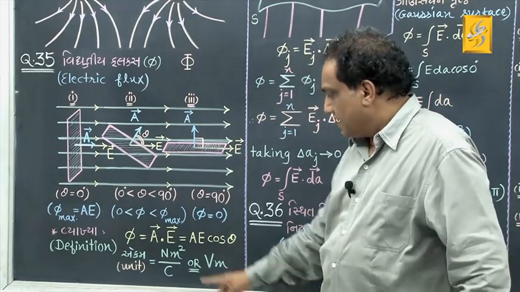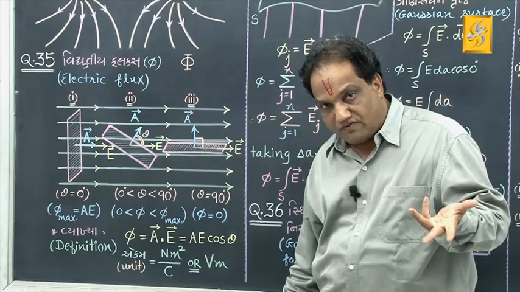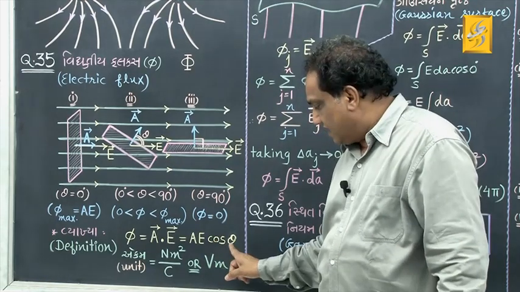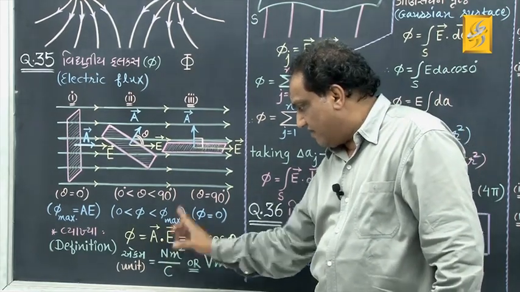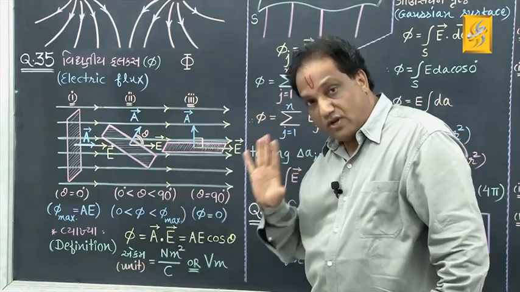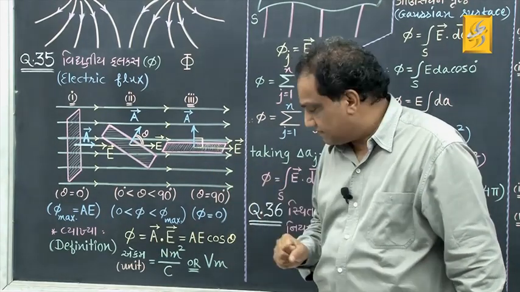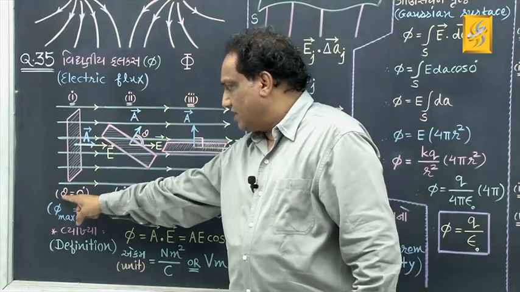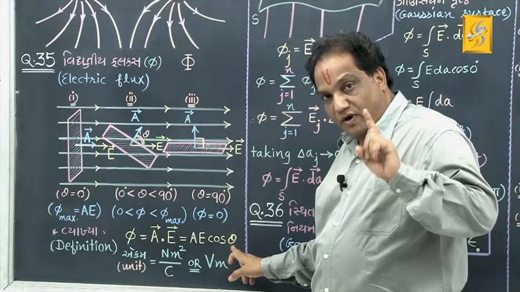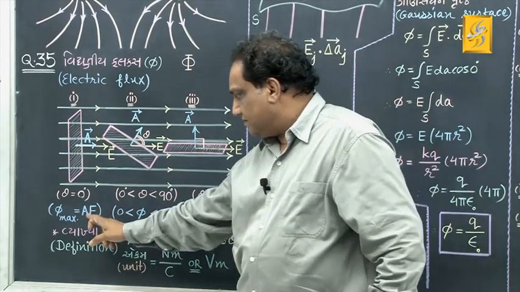If it is vector A dot vector E, then you know from the basic definition of dot product from 11th standard, it is A E cos theta, where theta is the angle between vector A and vector E. Now just check all these flux values using this formula. Can we get the respective values or not? Just check it. In here theta was 0 degree, cos 0 is 1, 1 is maximum for the cosine function, 1 into A into E, that is A into E, correct?